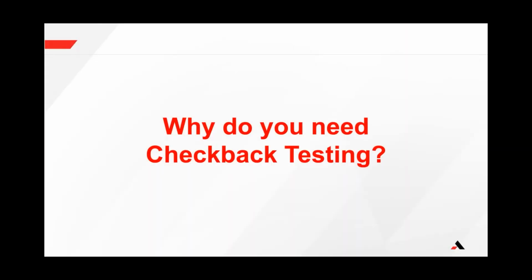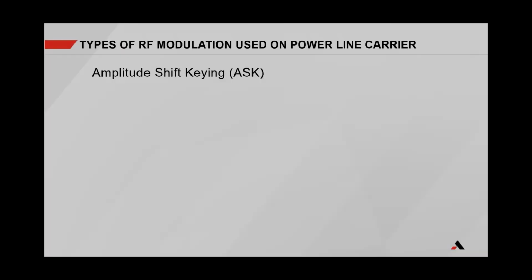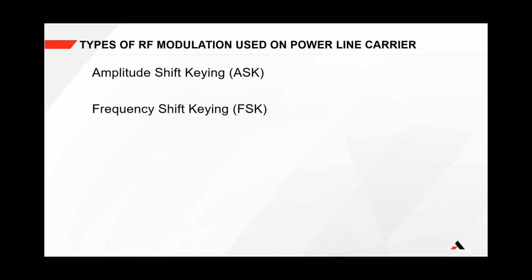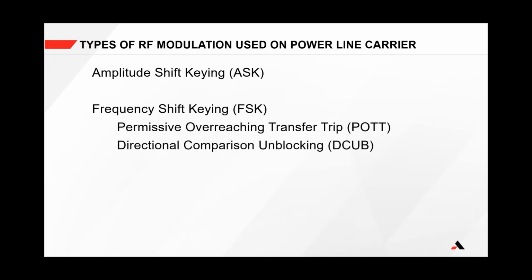To understand why checkback testing is needed, we should first review the types of radio frequency modulation power line carrier systems utilize to send information over the power line. There are two major modulation types used by power line carrier: amplitude shift keying (ASK) and frequency shift keying (FSK). FSK is used on schemes such as permissive overreaching transfer trip, directional comparison unblocking, and direct transfer trip.